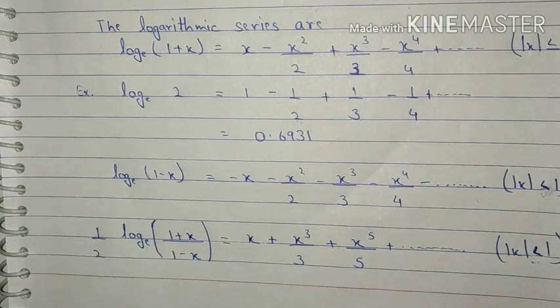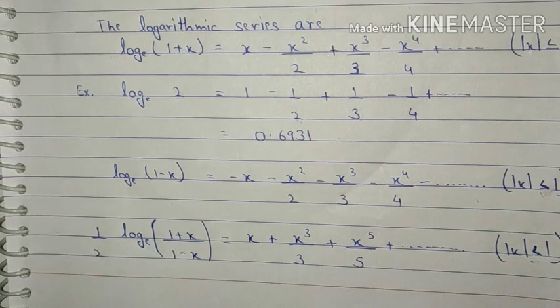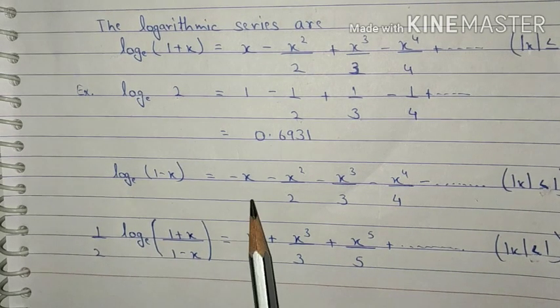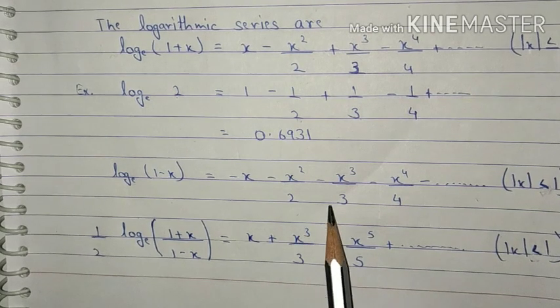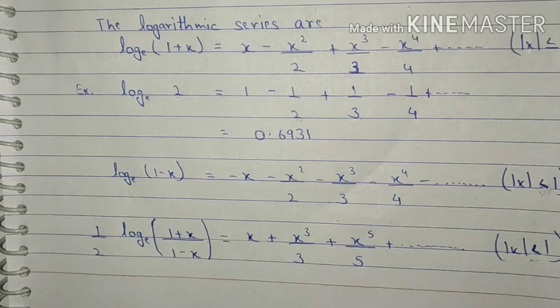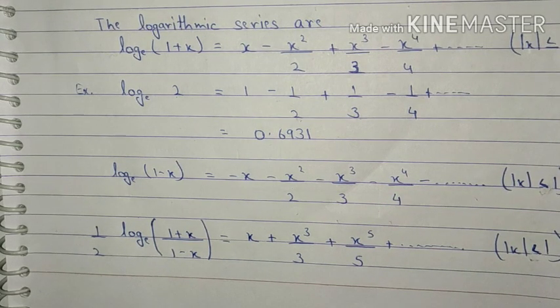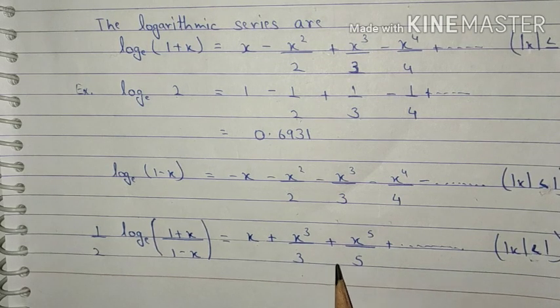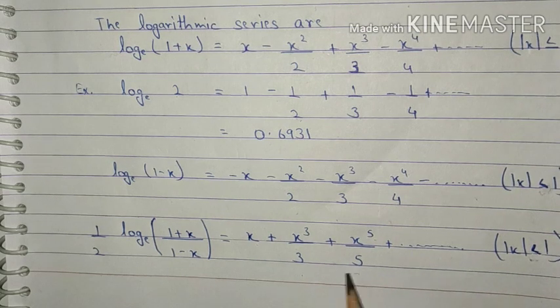Let's move further. Log e of (1 - x) is expressed as minus x minus x square upon 2 minus x cube upon 3 minus x raised to 4 upon 4 minus and so on. In the same manner, 1/2 log e of (1 + x)/(1 - x) can be expressed as x + x^3/3 + x^5/5 and so on. As you can observe over here, the powers are odd, that is 1, 3, 5 and so on.